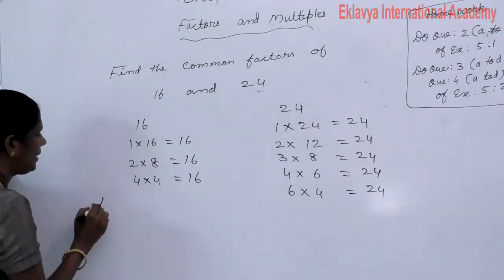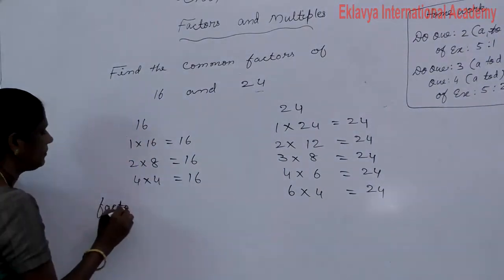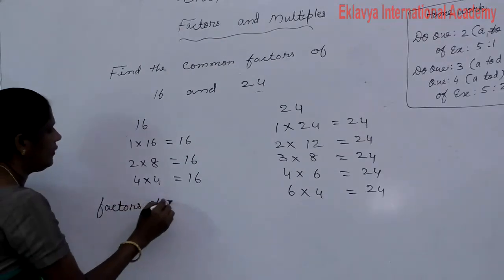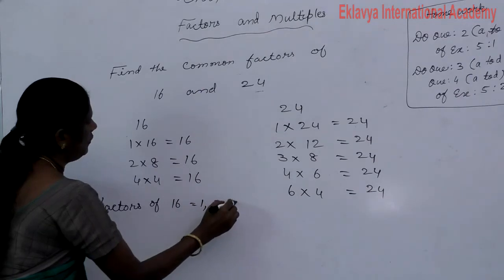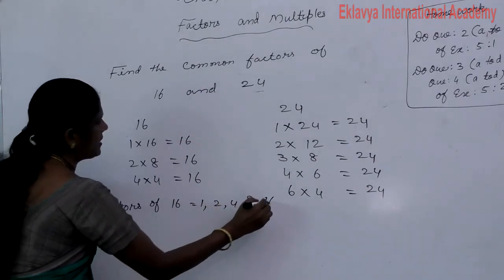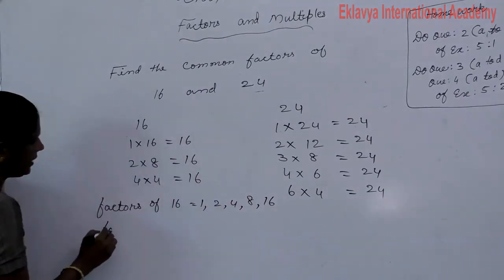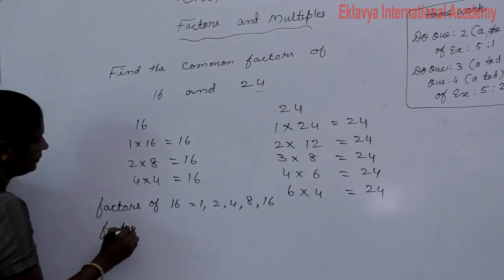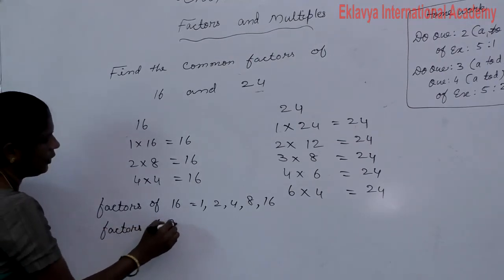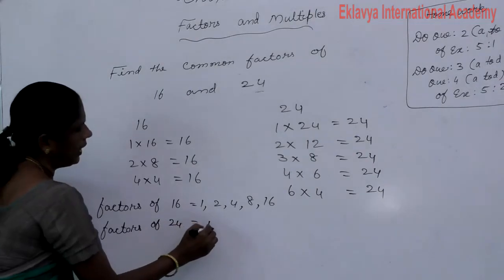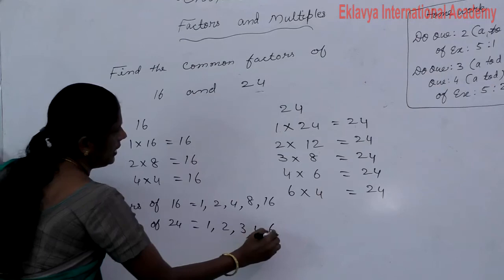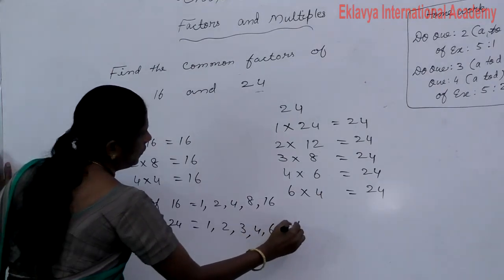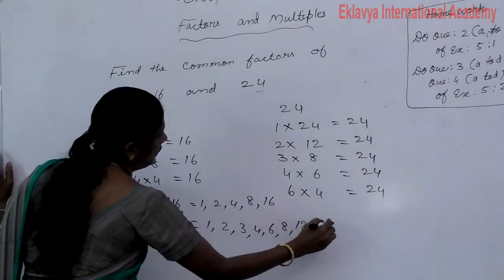Then the factors of 16 are equal to 1, 2, 4, 8 and 16. Then the factors of 24 are equal to 1, 2, 3, 4, 6, 8, 12 and 24.